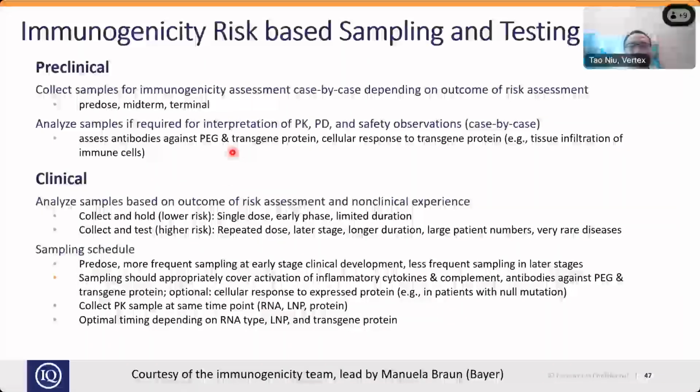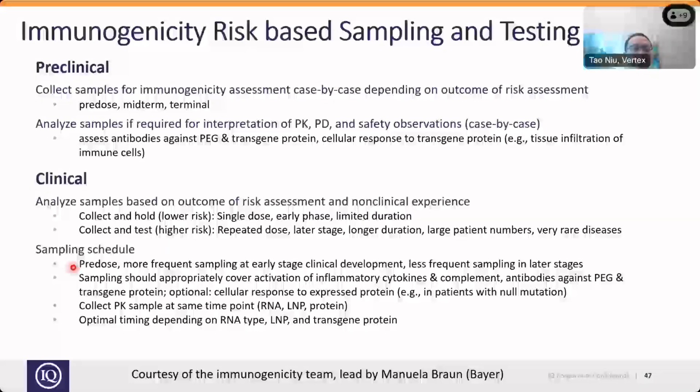In regards to the immunogenicity testing strategy, as shown here, for preclinical studies, you can collect samples for immunogenicity assessment on a case-by-case scenario based on the outcome of the risk assessment. You can also analyze samples if required for interpretation of PK/PD and safety observations. You can assess antibodies against the PEG, the expressed protein, and the cellular response against the expressed protein. For clinical studies, you certainly have to analyze samples based on the outcome of risk assessment and non-clinical experience. You can collect and hold if the molecule has a pretty low risk, or you have to collect and test if the molecule has a higher risk.